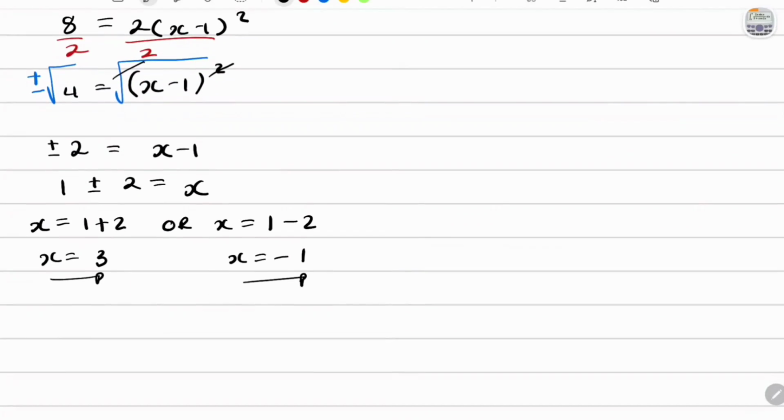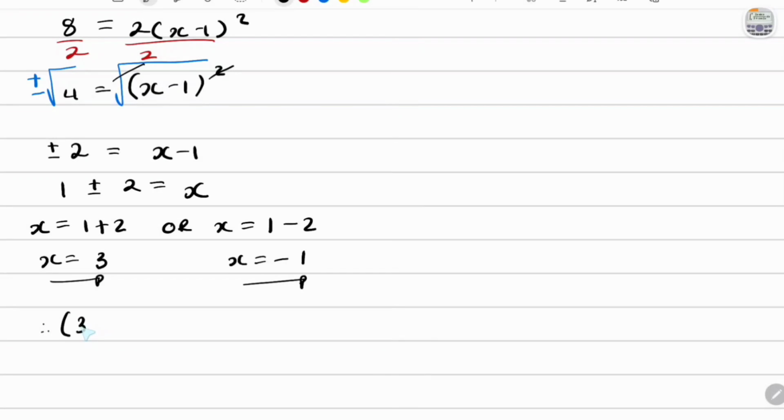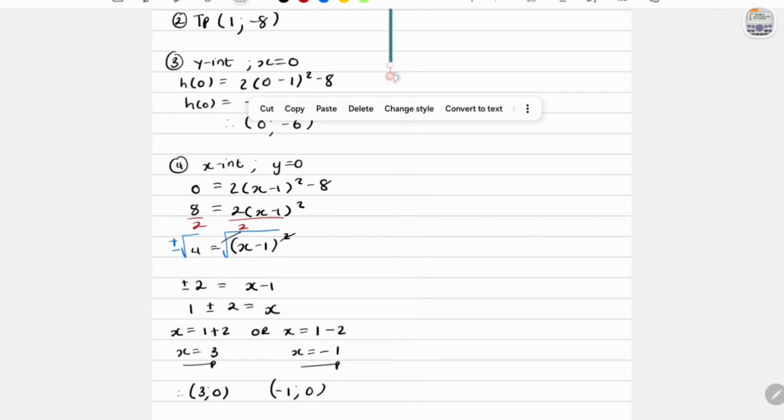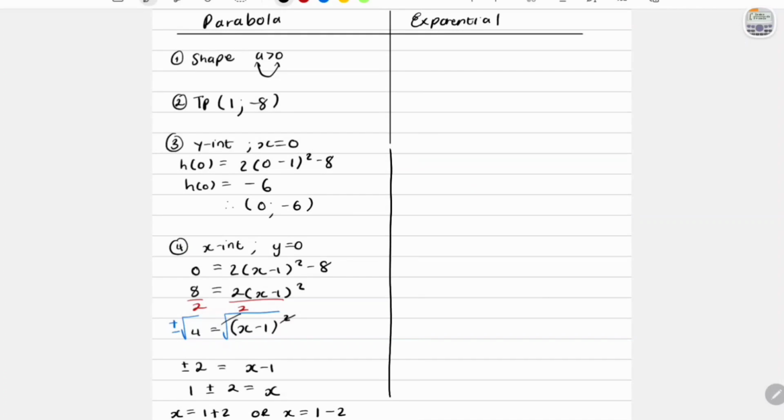Okay, so those are our x-intercepts. As coordinates, of course, it's 3 and 0. The other one is negative 1 and 0. Okay, so we have our important points now in the parabola. And now we have to do the same for the other graph. So our other graph is the exponential function. Let's go ahead and draw that down.